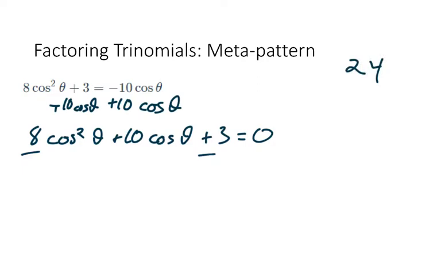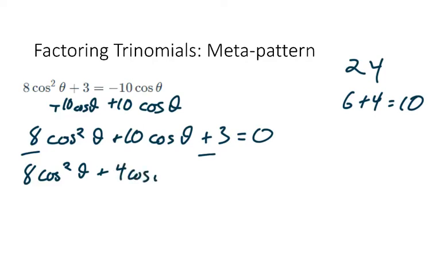And then looking at my signs again, what numbers multiply to 24 but add to 10? Well, 8 and 3 is the first one, but that adds to 11, so that's not going to work. So how about 6 plus 4? Hey, that does work. That's going to make 10. So breaking this up, factor by grouping, I've got 8 cosine squared theta plus 4 cosine theta plus 6 cosine theta plus 3 equals 0.